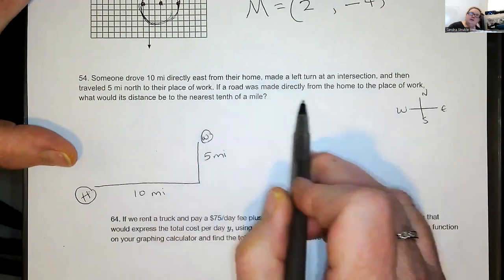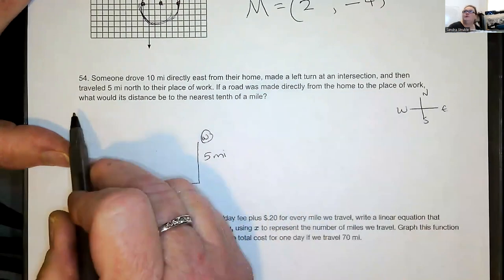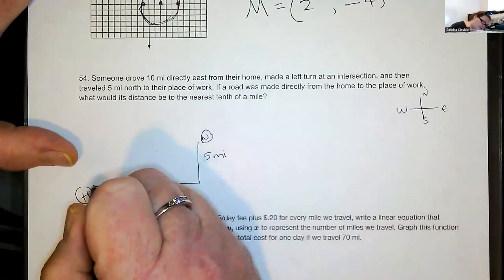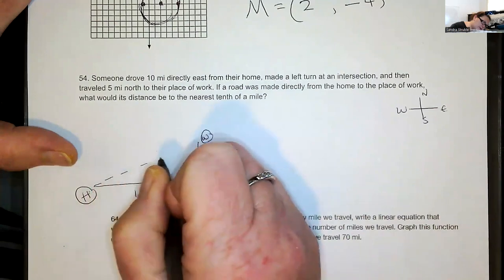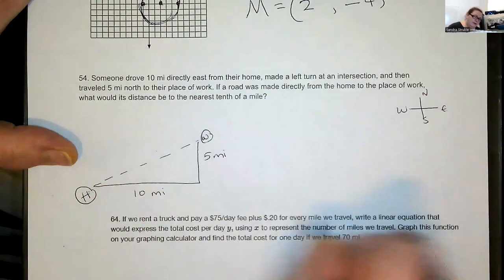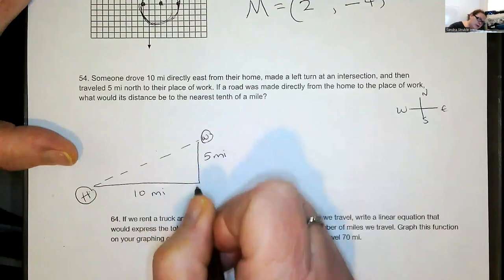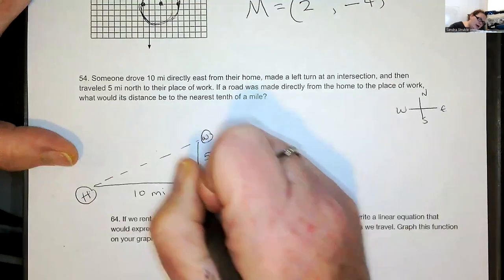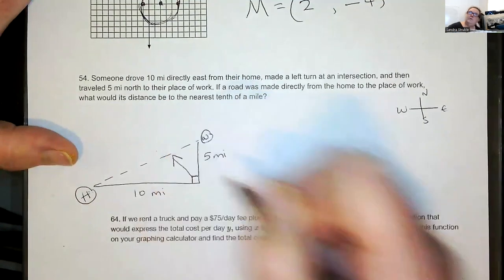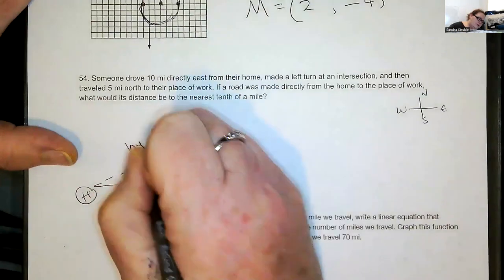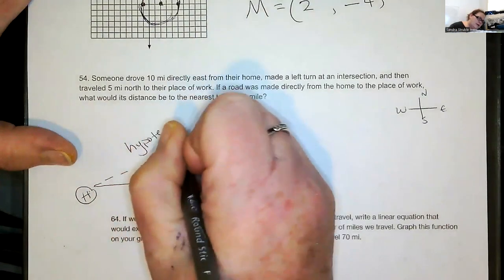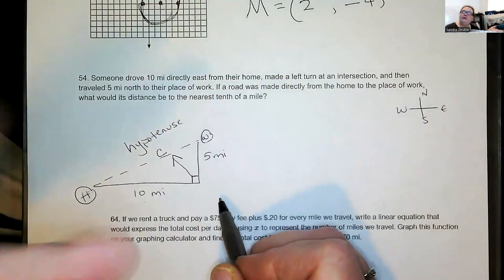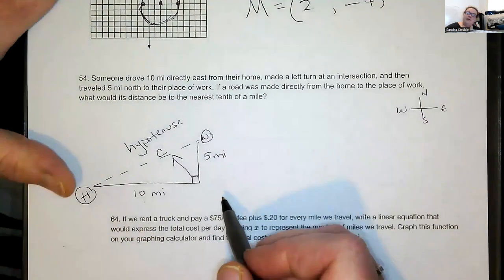So if the road was made directly from the home to the place of work, as the crow flies, what would its distance be to the nearest 1/10 of a mile? Well, the intersection gave us a perfect right angle. The side of a right triangle directly across from that right angle is always the hypotenuse. It's your longest side. It's also C. Being that we have the legs of this right triangle, we can find the hypotenuse with Pythagorean.